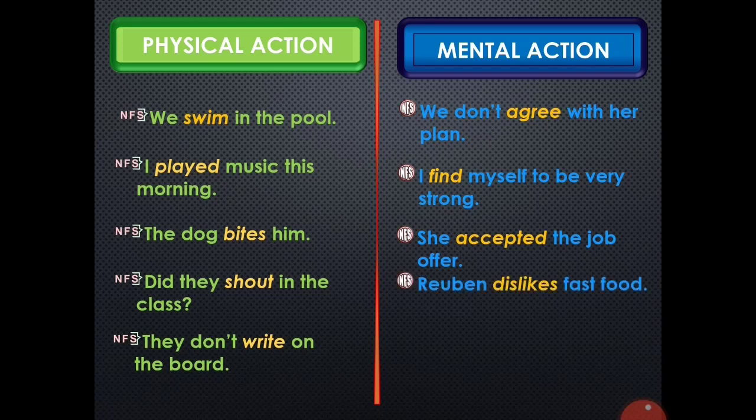Ruben dislikes fast food. Liking and disliking also happen in the head. It doesn't happen somewhere else in other parts of the body. It happens inside your mind.